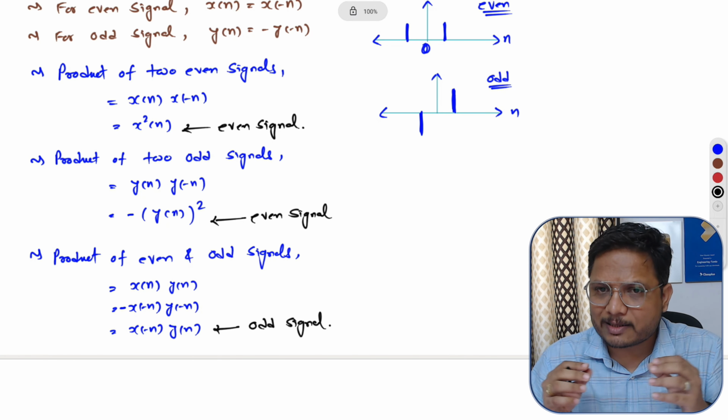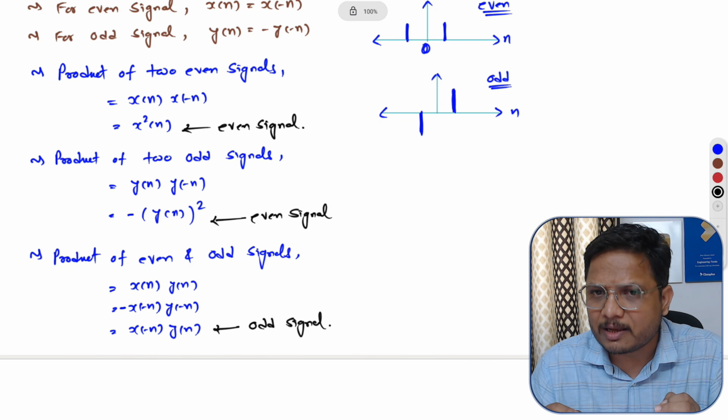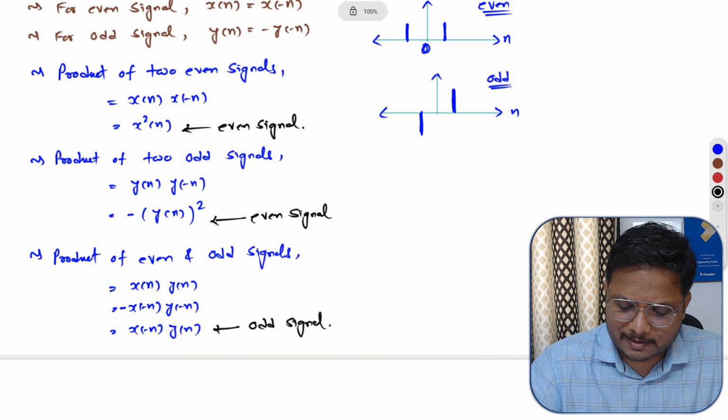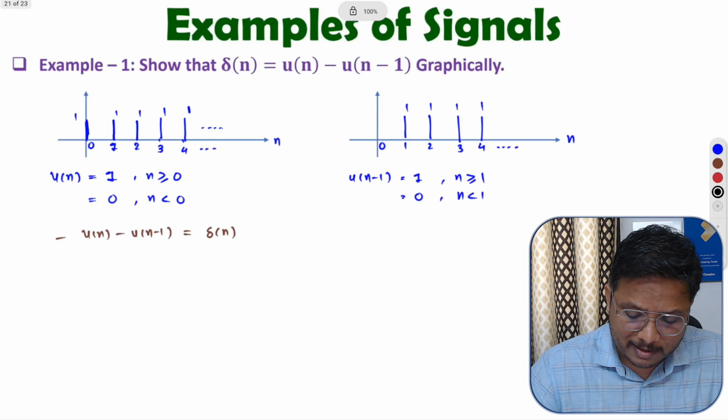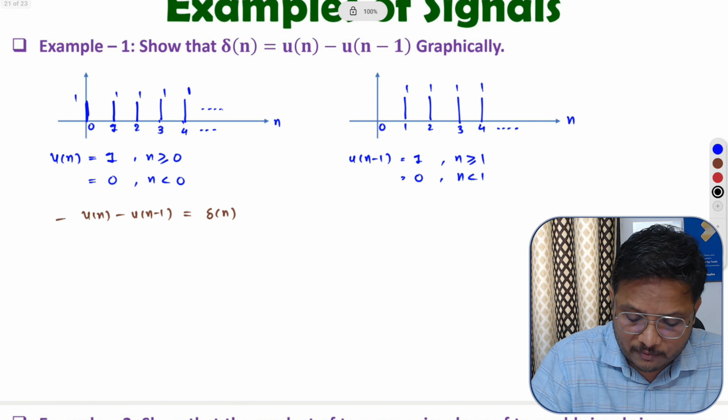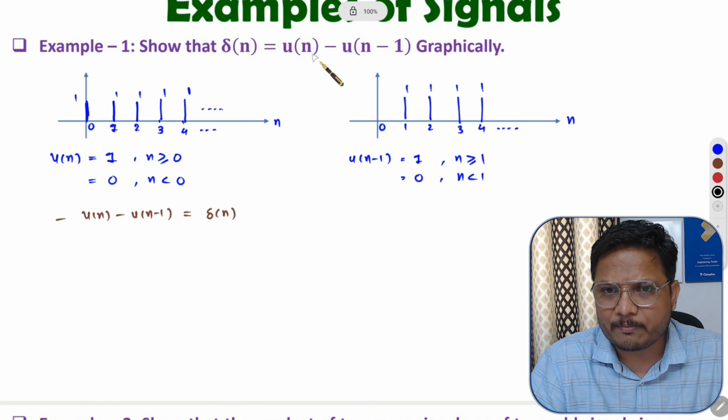I hope you have understood the basics of even and odd multiplication, and I have also solved one more question over here that is based on the representation of the impulse signal using the unit step.